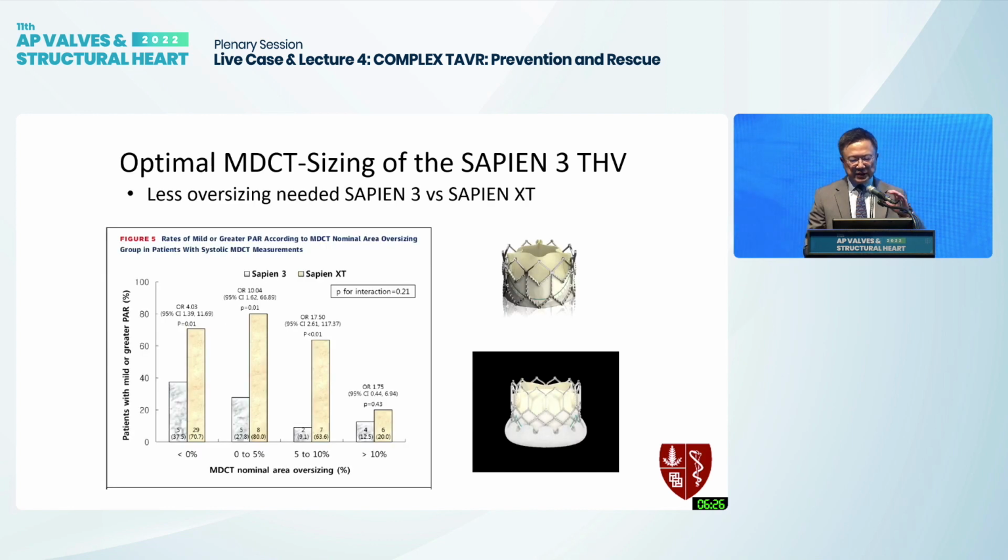But it's clear that once we move beyond the SAPIEN XT into SAPIEN 3, which has a cuff at the bottom, as you look at the percentage of oversizing from less than 0 to 5, 5 to 10, greater than 10, the SAPIEN XT in this orange bar and the SAPIEN 3 in this gray bar, you certainly have less chance of mild or greater perivalvular leak as you reach about 5 to 10% of oversizing.